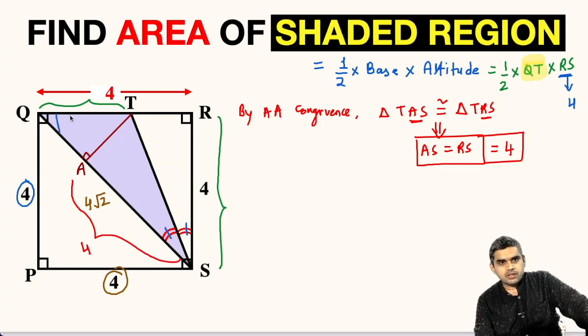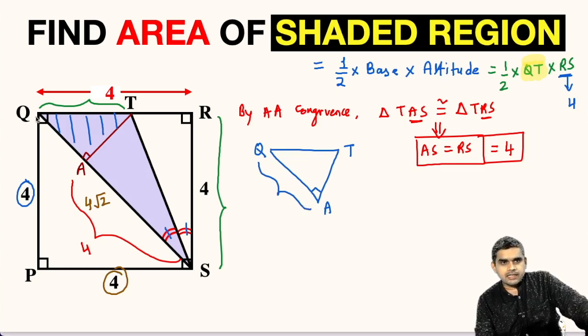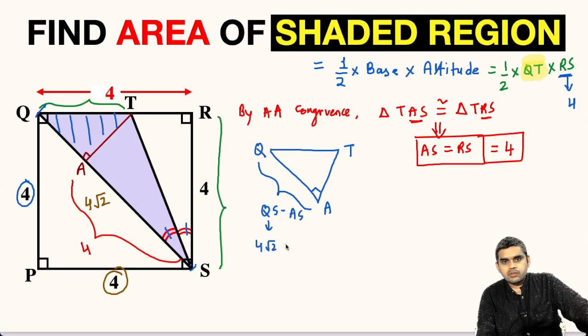Now let us focus on this triangle QAT. Let me draw it outside. So it will look like this. This is the perpendicular, this is point T, Q and A. So what will be the measure of QA? QA will be equal to the length of this diagonal QS minus the length of AS. So we can write it as QS minus AS. QS is 4 root 2 minus AS we found as 4. So this is the measure of side QA.